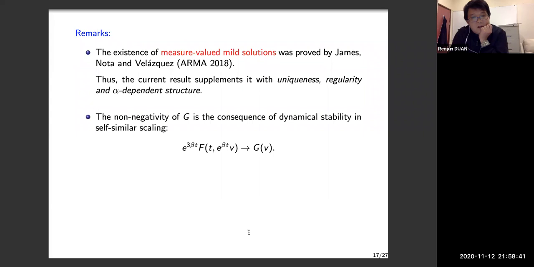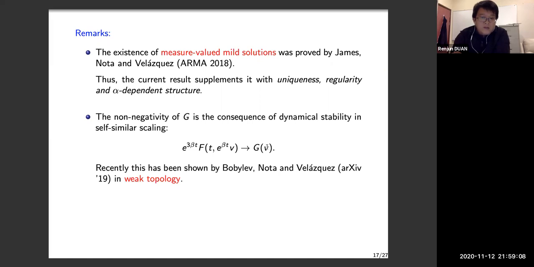And also we can prove the long-time asymptotics. Actually, we can prove the long-time asymptotics of this self-similar profile using the dynamical stability in self-similar scaling. It means that we look at our original function f depending on time and velocity, take the self-similar scaling, and then we can show that as t goes to infinity, it goes to the self-similar profile.